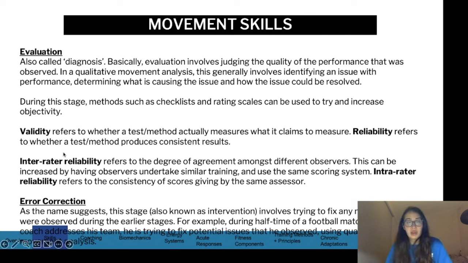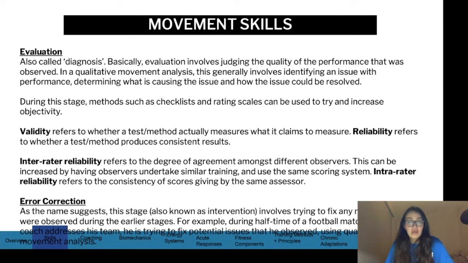Intra-rater reliability refers to the consistency of scores given by the same assessor. So someone who perhaps judges gymnastics, I'm just going to use gymnastics as an example, might watch one performance on video and give the gymnast a really good grade. Then they might watch the same performance three days later, be in a really bad mood, and give that performer a really bad grade, just because they're not happy.